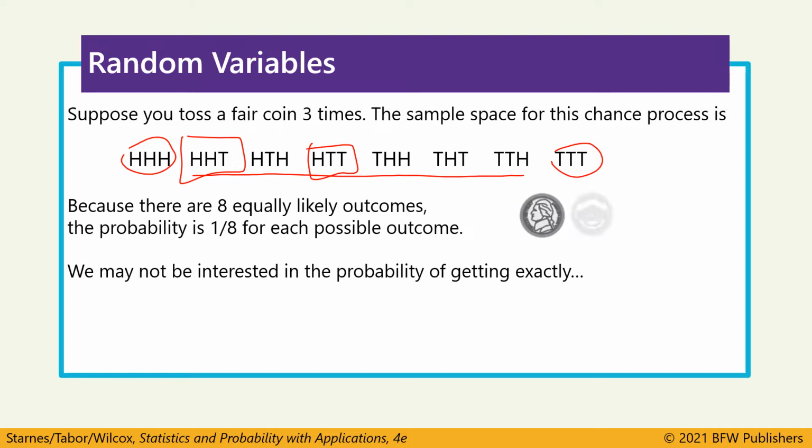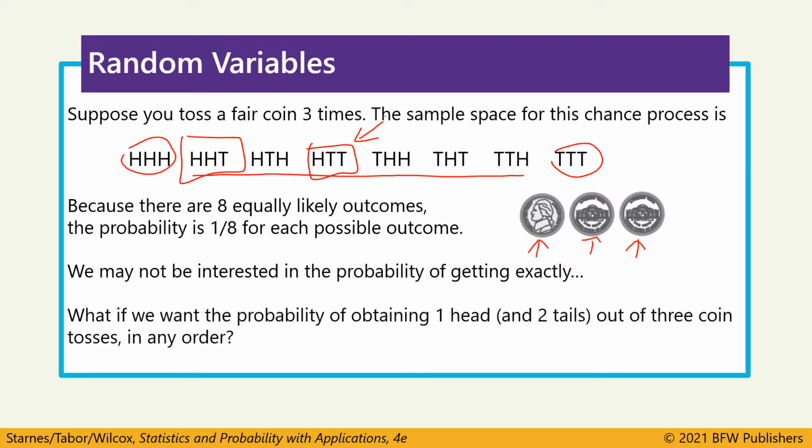Now, we may not be interested in the probability of getting exactly heads, heads, tails, which would be this one right here. Instead, we might be looking at what's the probability of getting exactly 1 head and 2 tails out of 3 coin tosses, regardless of the order that they come in.